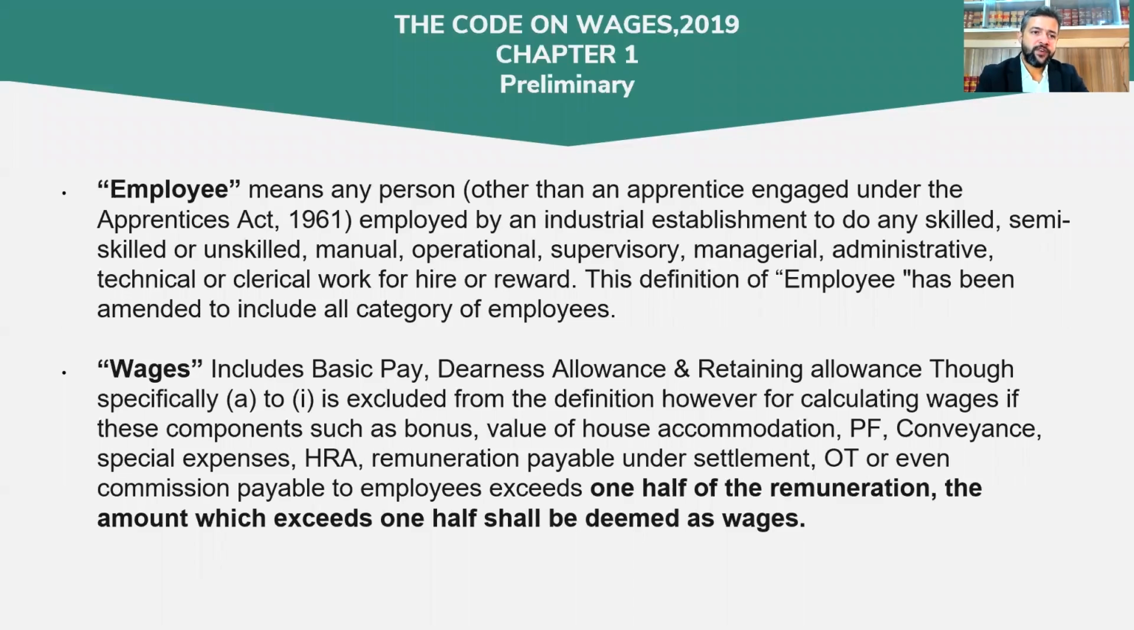Next definition is wages. In the definition of wages, only the basic pay, that is the basic wage, the DA, and retaining allowance have to be included in this definition of wage. The other allowances, as mentioned in this definition from clauses A to I, have been excluded from the definition of wage. But there is a catch in this definition. If these allowances, which have been mentioned from clauses A to I, are more than 50% of the total wages, then the amount which exceeds 50% of wages will be treated as wages.